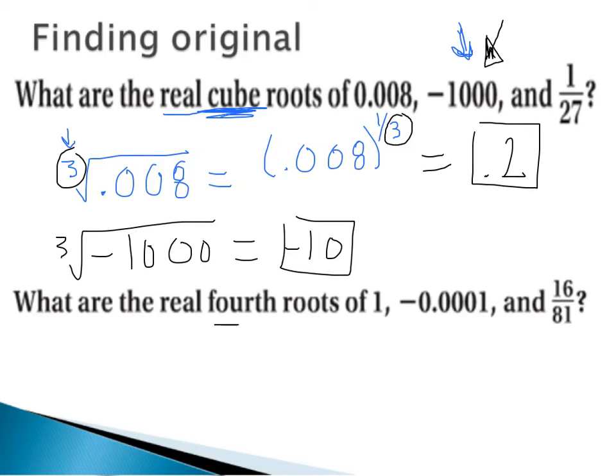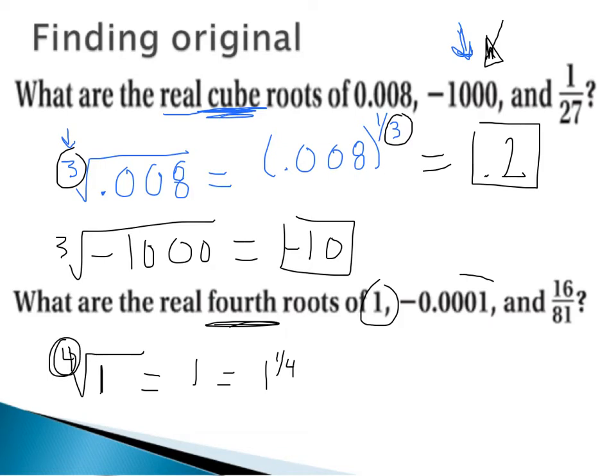Now when I'm talking about the fourth root, if I'm talking about the fourth root with just 1, it would look like this. What was the fourth root of 1? And what number multiplied by itself 4 times is equal to 1? That's just 1. Or else you could try to do 1 to the 1/4 power because it's my index.